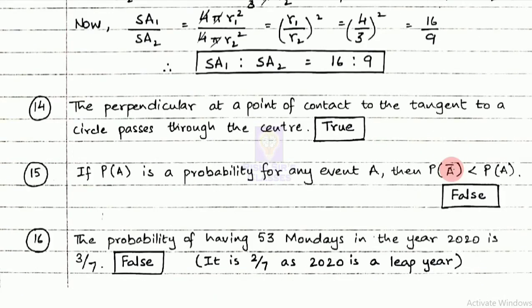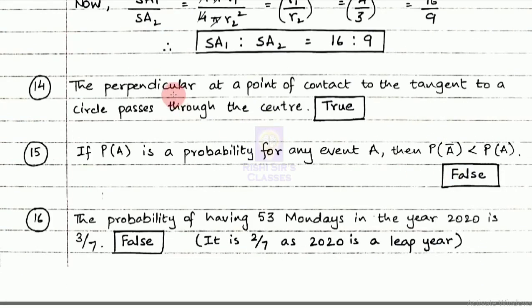Moving on to question number 14. The perpendicular at the point of contact to the tangent to a circle passes through the center. That is true, because the perpendicular at the point of contact to the tangent should pass through the center, because we know that the radius is perpendicular to the tangent and the radius passes through the center. That's why.